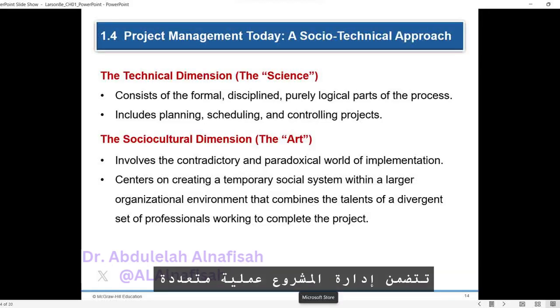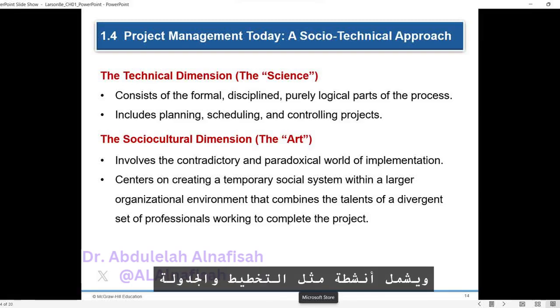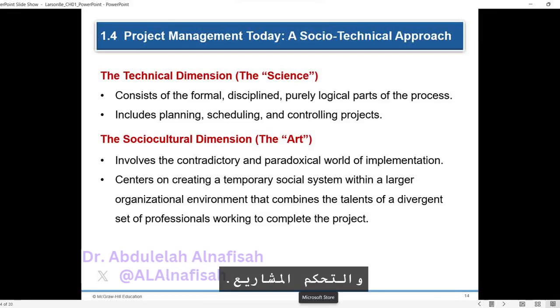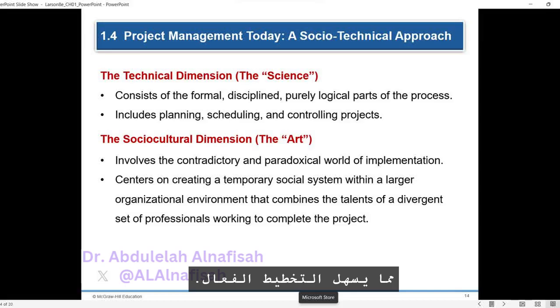Managing a project involves a multidimensional process that encompasses both technical and socio-cultural aspects. These dimensions are essential for successful project management. The technical dimension focuses on the formal, logical, and disciplined parts of the management process. It includes activities such as planning, scheduling, and controlling projects. Clear project scope statements are created to establish the link between the project and the customer, facilitating effective planning and control. Work breakdown structures and deliverables are developed to aid in project planning and progress monitoring.